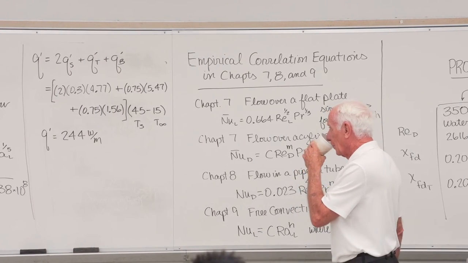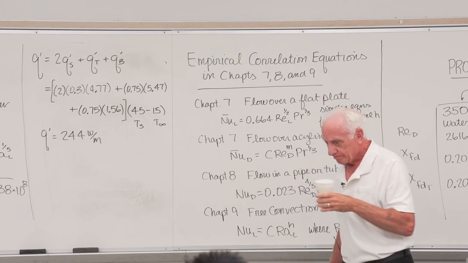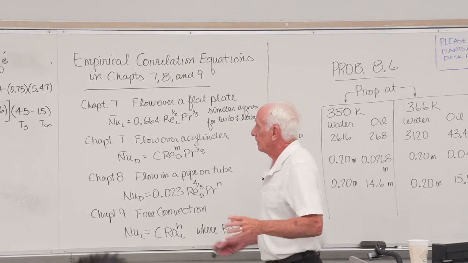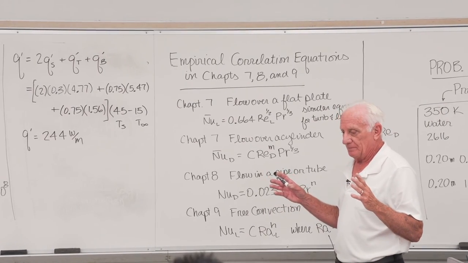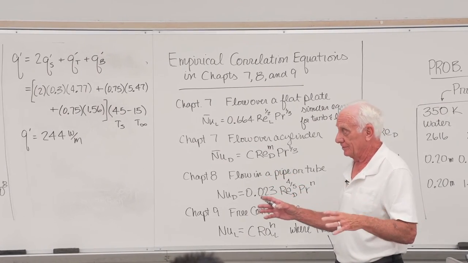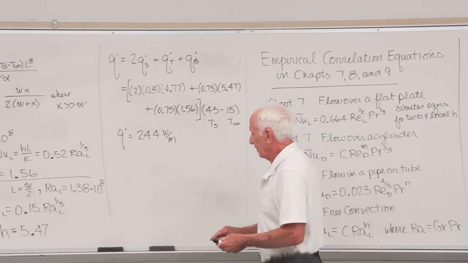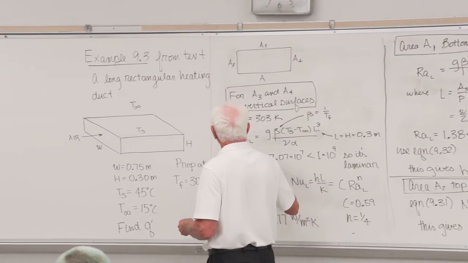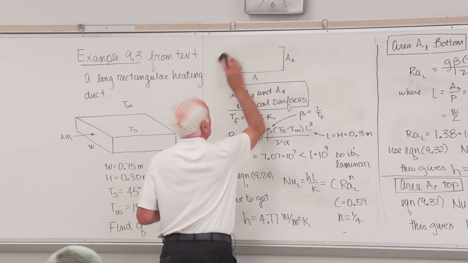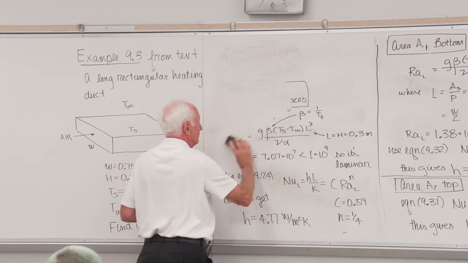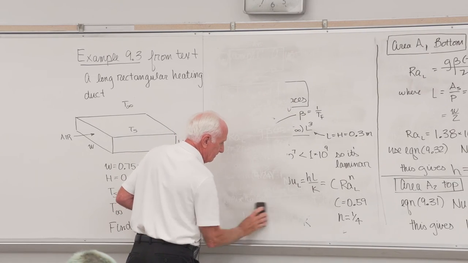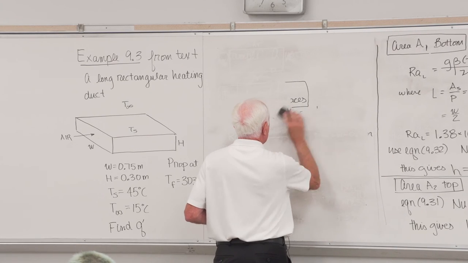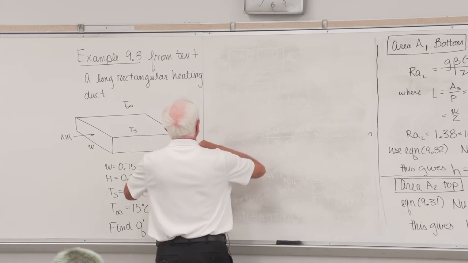Okay. Now, what's left? Horizontal and vertical cylinders. So now let's make some room right here. Let's do a vertical cylinder. We'll do both of them for example problems, but we'll do the vertical one first. So, example: vertical cylinder.